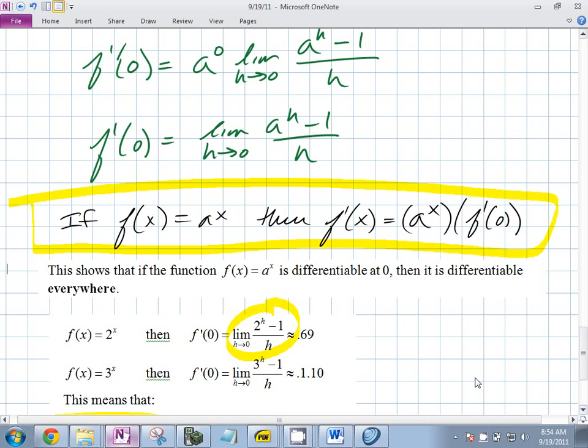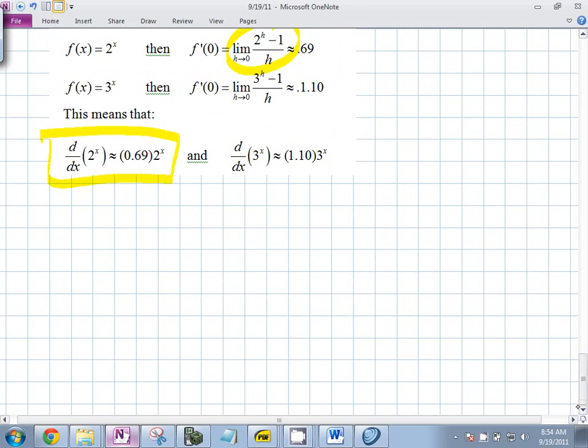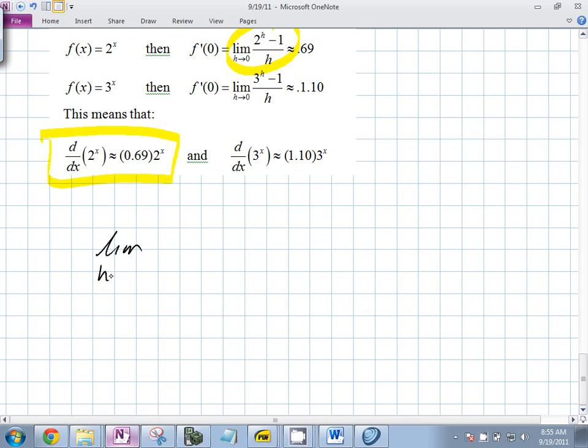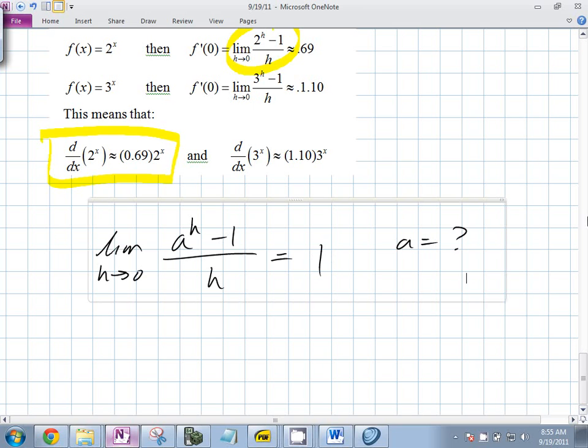Okay, so what we're looking for is we need to find an a value such that the limit as h goes to 0 of a to the h minus 1 all over h is equal to, sorry, not 0, we want that equal to 1. What does a equal? We would love to know what a equals in that case. So let's keep on going.